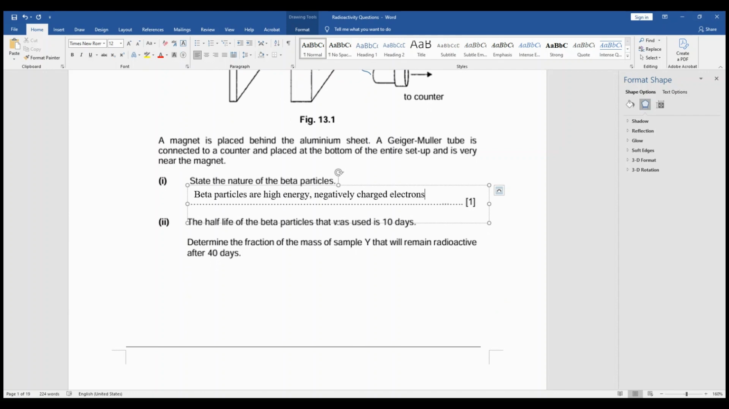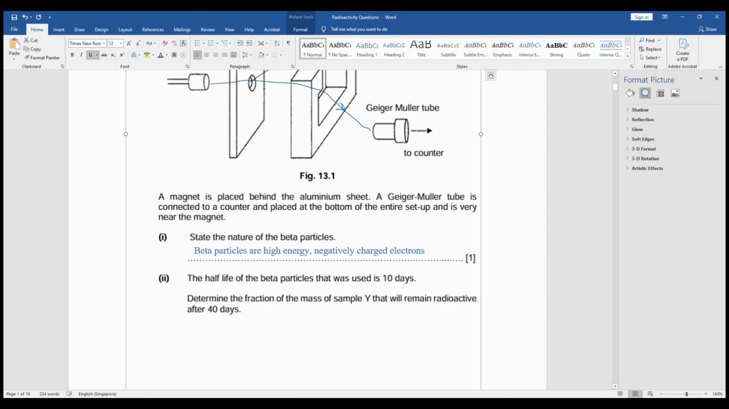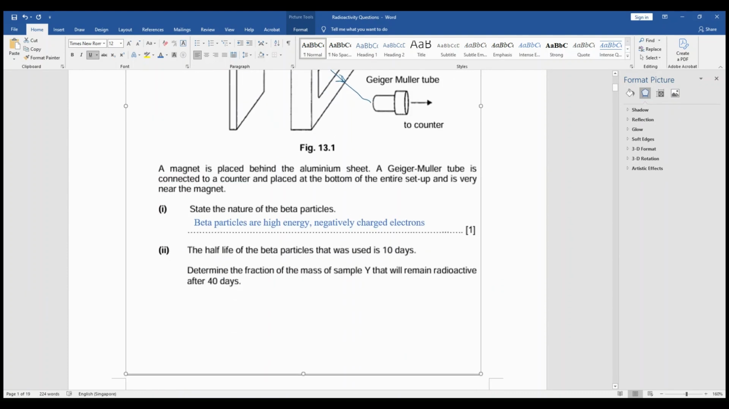Half life of the beta particles that was used is 10 days. Determine the fraction that will remain radioactive after 40 days. So there are 4 half lives, 4 half cycles. So the fraction that will be left.